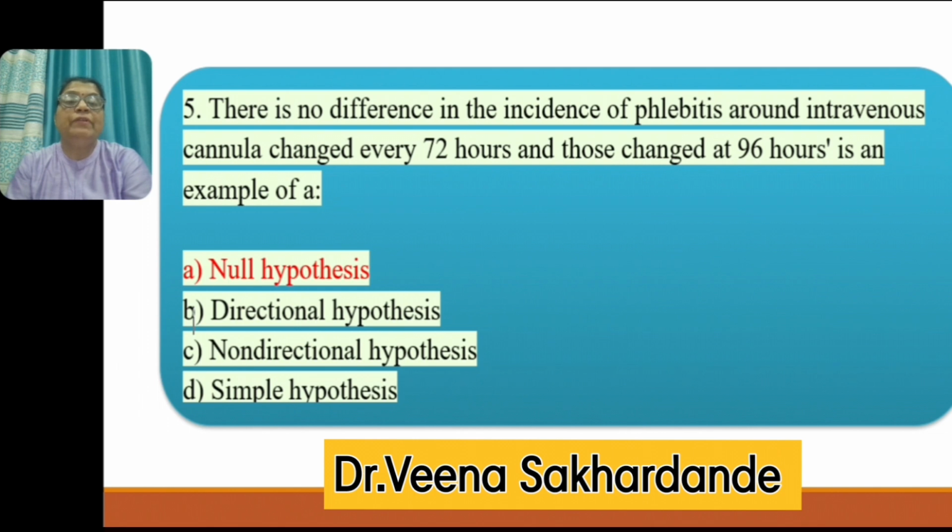There is no difference in the incidence of phlebitis around the intravenous cannula change. So there is no difference. That means it is a null hypothesis. There is no effectiveness, there is no difference. That is the null hypothesis, the correct answer. Whereas the incorrect answers are directional, non-directional and simple hypothesis. So the correct answer for this MCQ 5 is null hypothesis.